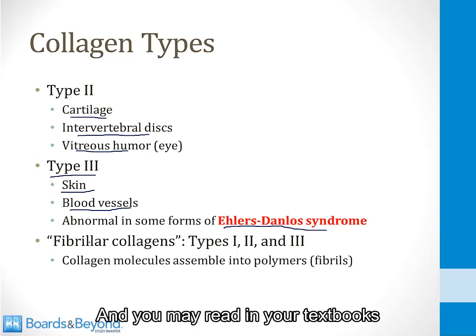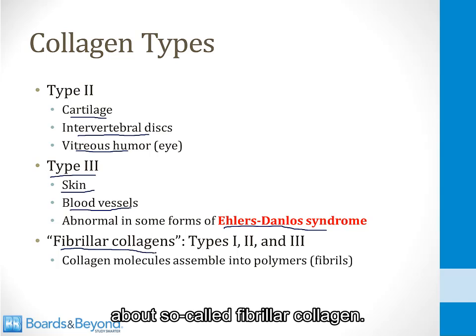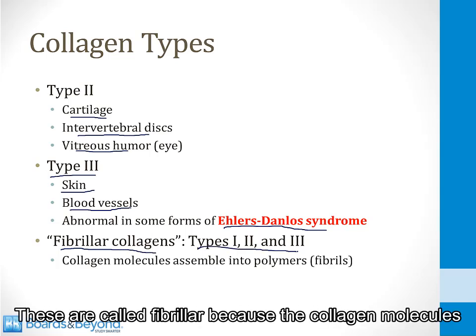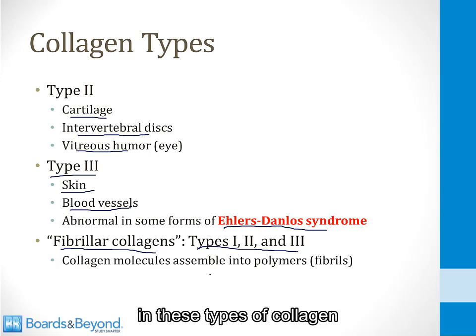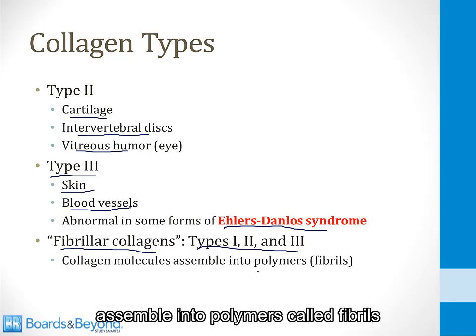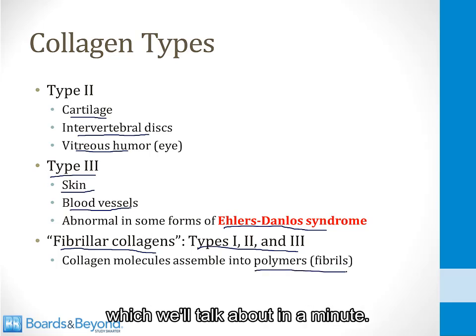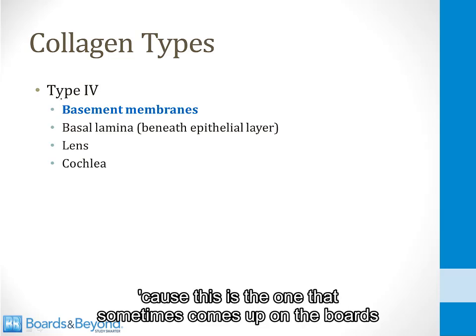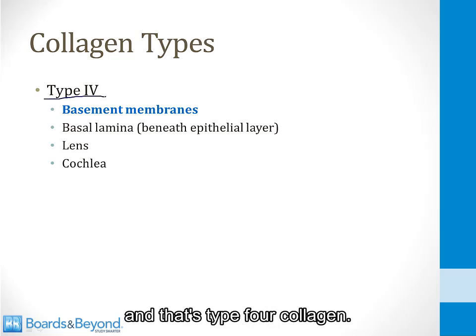You may read in your textbooks about so-called fibrillar collagens. These are the type 1, 2, and 3 collagens. These are called fibrillar because the collagen molecules in these types of collagen assemble into polymers called fibrils, which we'll talk about in a minute. There are also many types of non-fibrillar collagen, but we're only going to talk about one because this is the one that sometimes comes up on the boards, and that's type 4 collagen.